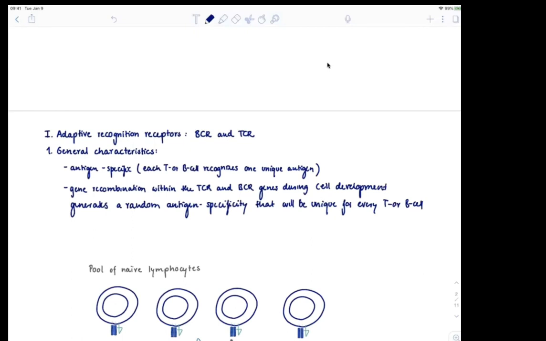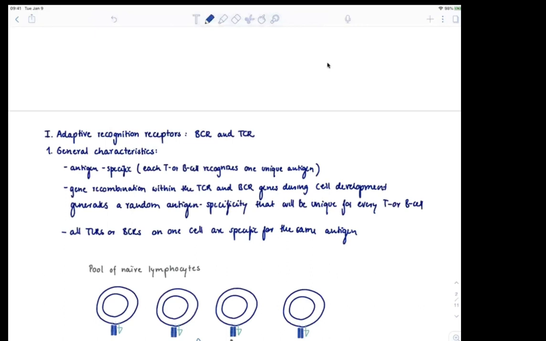Another characteristic that is important to know is that all TCRs or BCRs on one cell are specific for the same antigen. Every cell has multiple copies of the same TCR on its surface, so they all recognize the same antigen on one cell. So these are the most important general characteristics for the BCR and TCR.